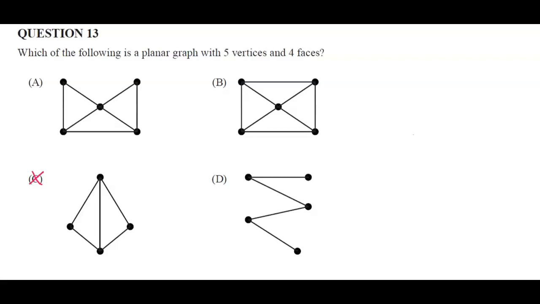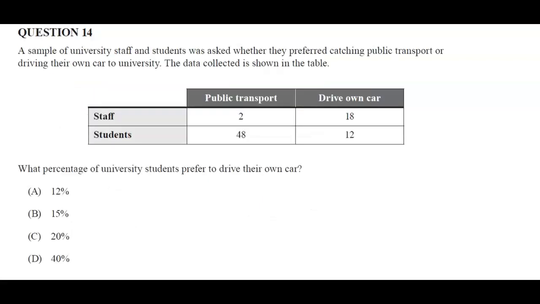So if we have a look at A, you'll notice it has one region here, a second region there, a third region there, and also has one region on the outside. Whereas B, we have 1, 2, 3, 4, 5. And for D, we just have one region. So which of the following is a planar graph with 5 vertices and 4 faces? The solution is A.